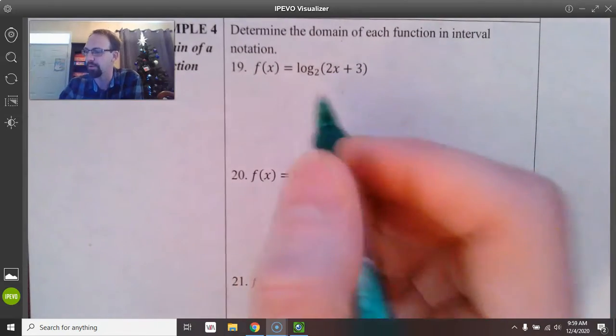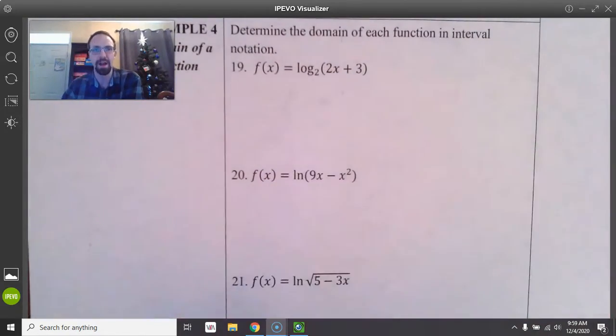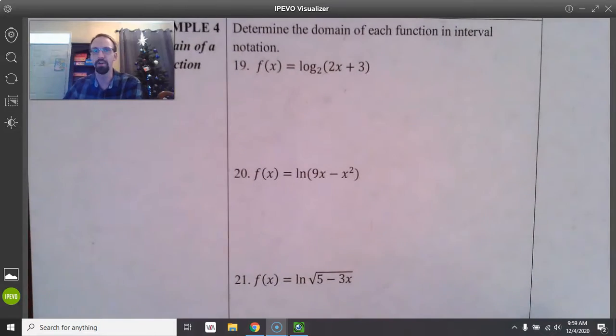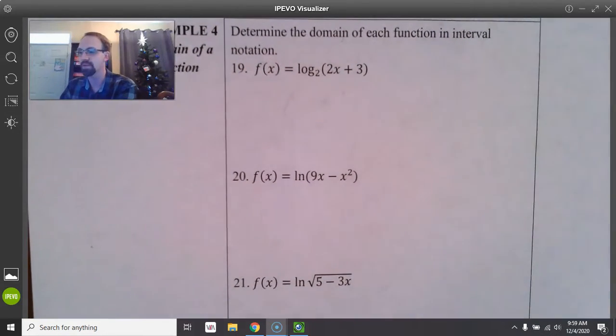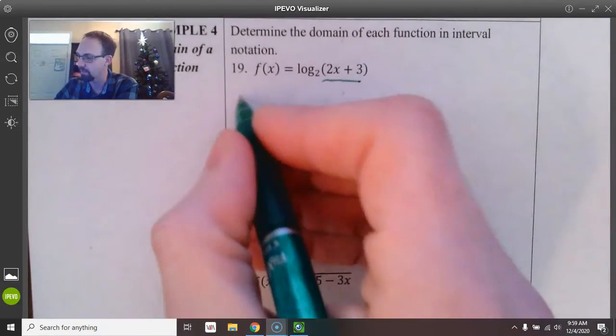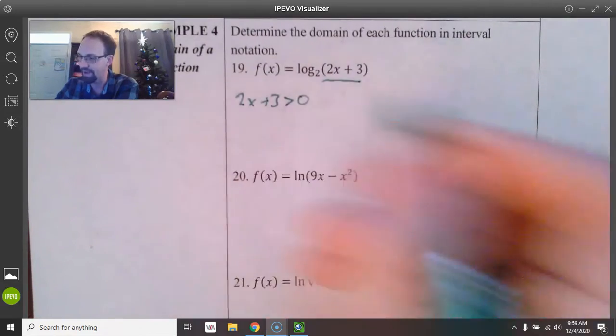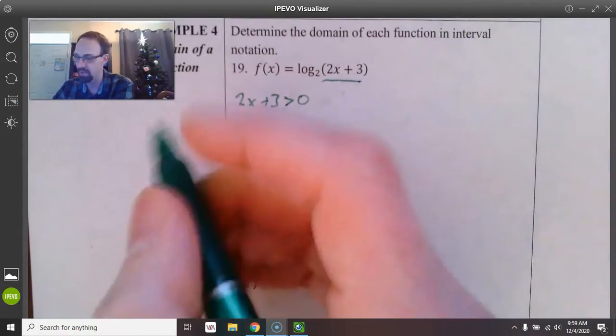For this one, for example, it's the 2x plus 3, that part right there, that's going to affect the domain. So what you want to note is that that part has to be greater than 0. So we're going to set what's inside this parentheses, that 2x plus 3, greater than 0, and that's going to give me my domain.